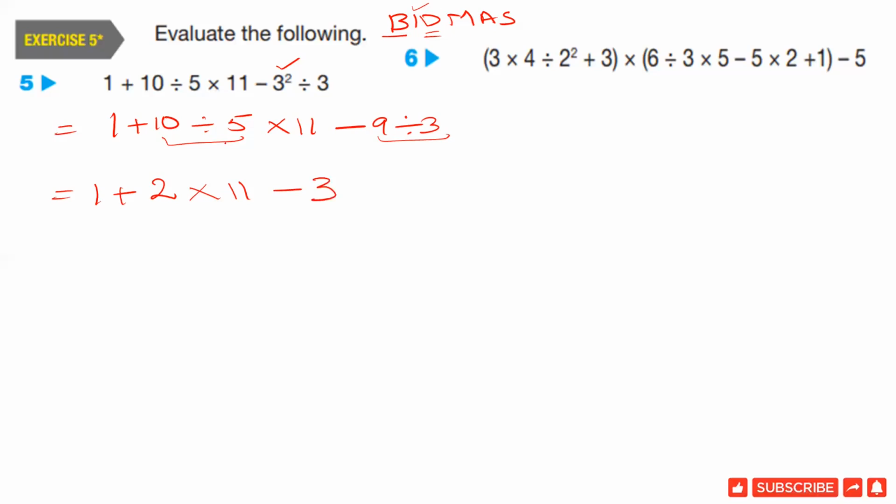Now we come to multiplication. So 2 times 11 will be 22, minus 3. Here addition comes first, so we write 1 plus 22, which is 23, minus 3, becomes 20. This is the answer. Look at question 6.